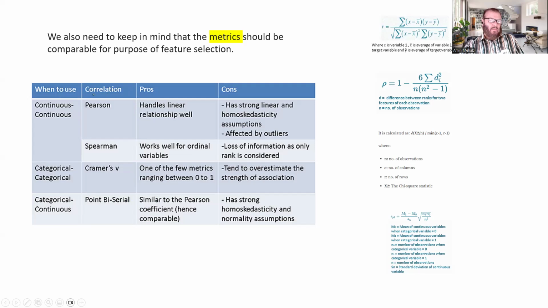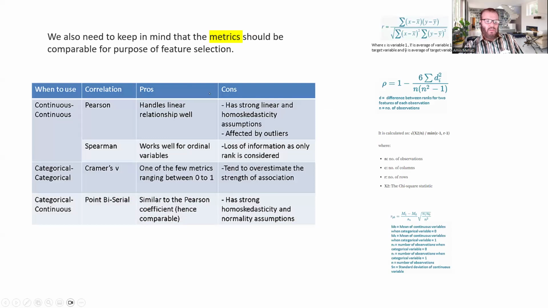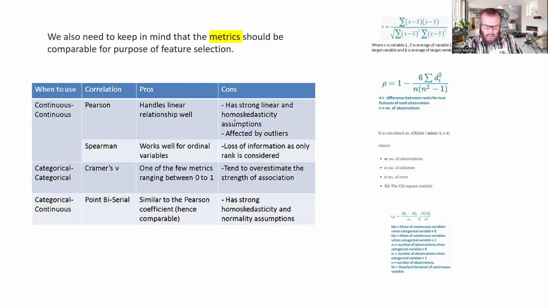So we have many coefficients, and one of them is Pearson, which we have seen just now. There's another one called Spearman, and for categorical data we have Cramer's V, and for categorical-continuous data, something called point-biserial. We focus now on Pearson only at this stage because it handles linear relationships well.